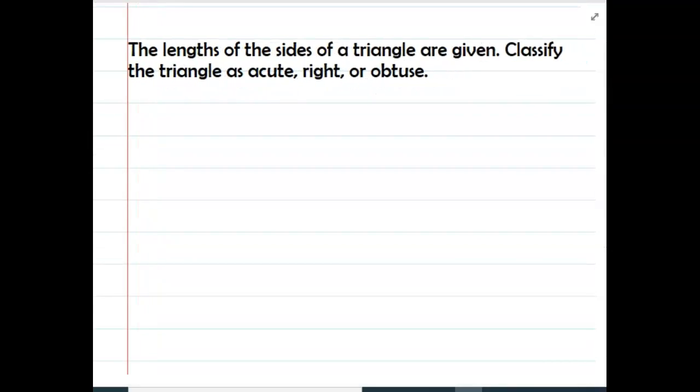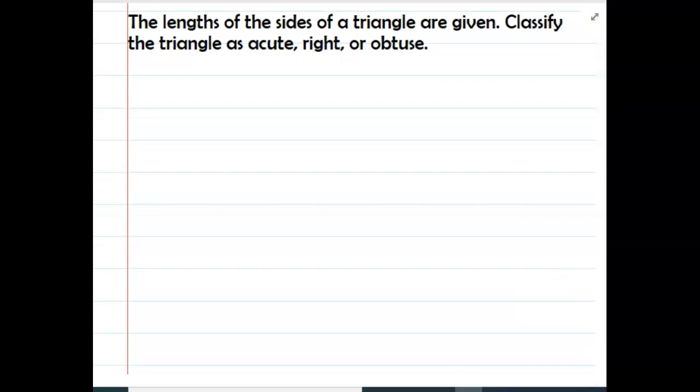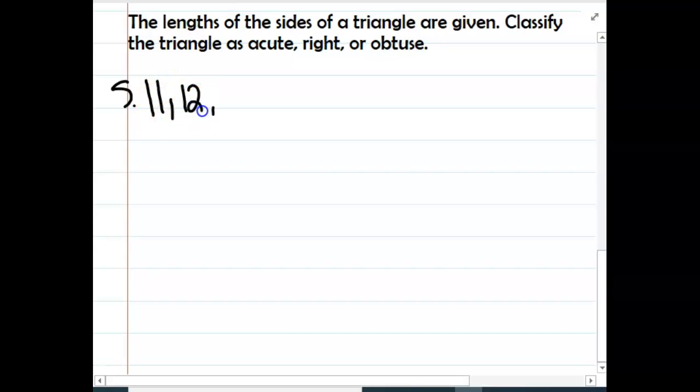Okay, last thing. The lengths of a triangle are given. We want to classify it as acute, right, or obtuse. So we're doing basically the same thing, kind of in the opposite order, because what you're looking at is the square of the longest side compared to the sum of the squares of the other 2 sides. So I know oftentimes you have it switched, so we'll try to keep it in that order there. All right, so let's do number 5. Okay, number 5, if I have a triangle that's 11, 12, and 15.